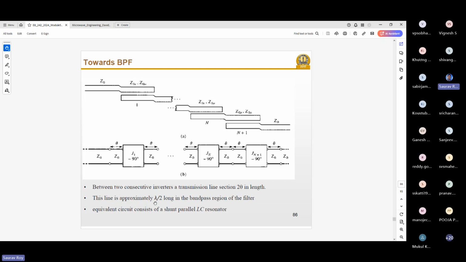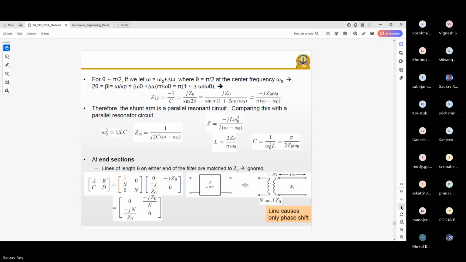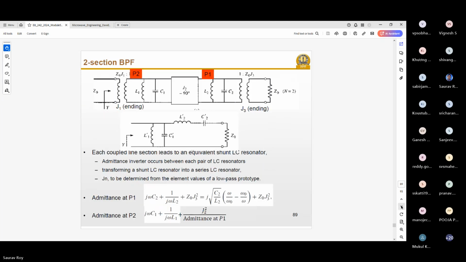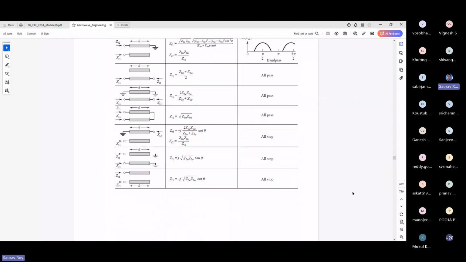And the line generally has approximately lambda by 2 length. And the gap between the lines is a very crucial thing for this calculation. Okay, so all of this you can find in the book for design. So finally, you will have this red colored thing. This is for the calculation. You can calculate L1, L2 for your filter, and then you get back the design parameters.